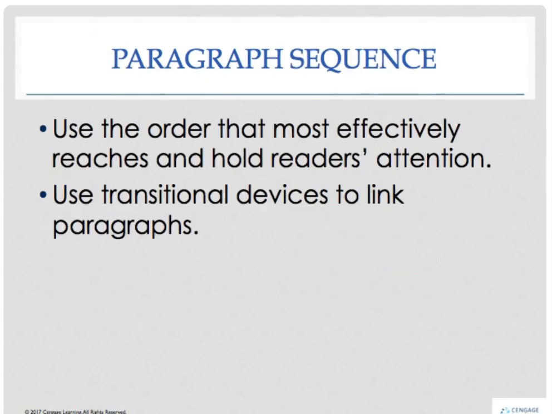And finally, paragraph sequence. Use the order that most effectively reaches and can hold the reader's attention. And you also want to use transitional devices to link paragraphs. In college writing, you want to try to move away from using the firstly, secondly, thirdly way of writing. That's great when you're learning how to sequence, when you're in middle school and high school, but as you're moving into college writing, it's really important to move away from that.